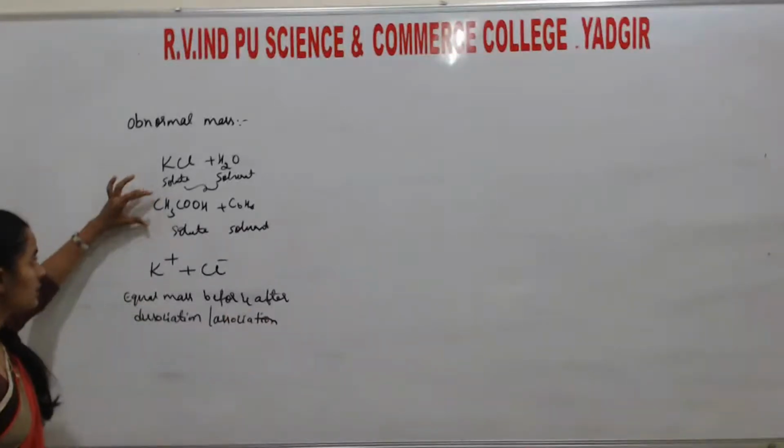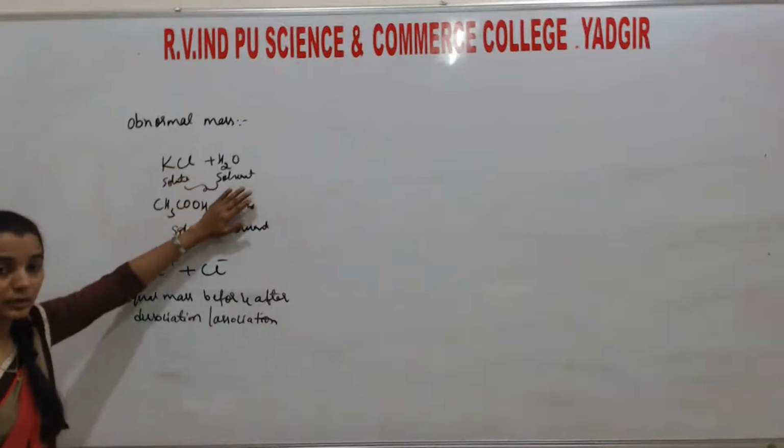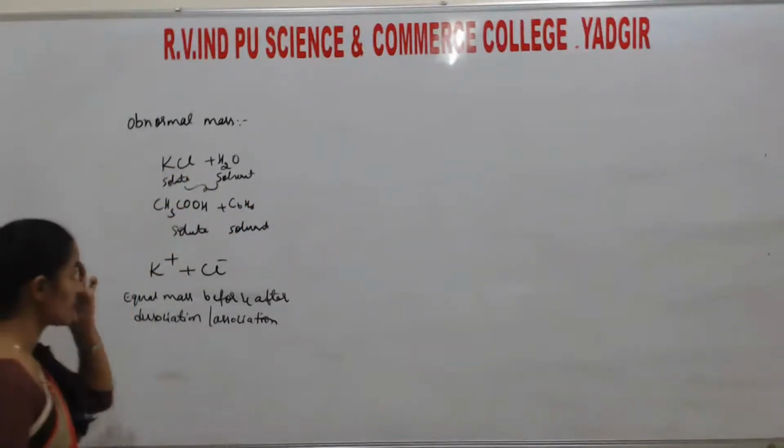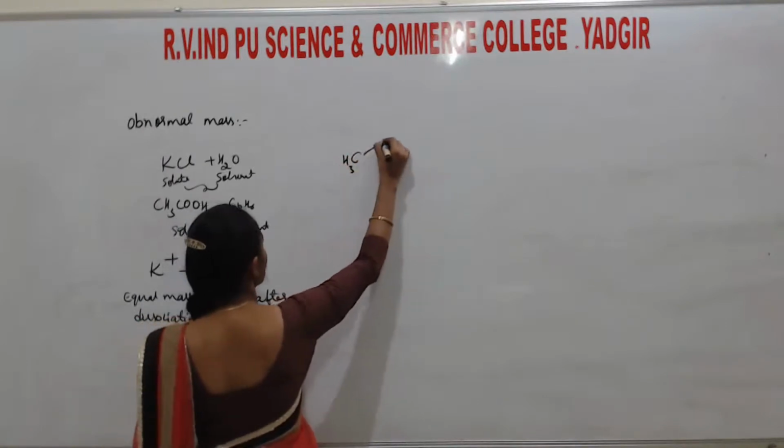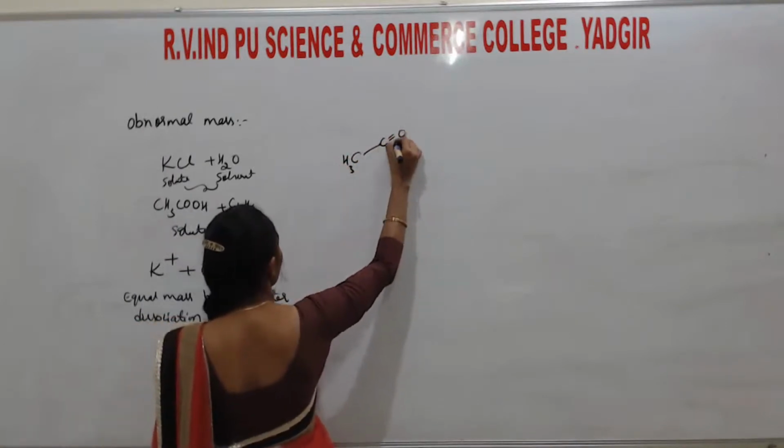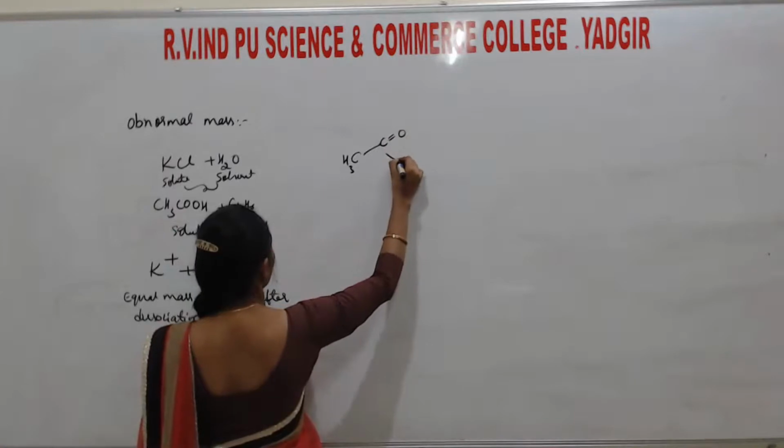If you consider CH3COOH in presence of C6H6, how will this be written? CH3, C double bond O, OH.